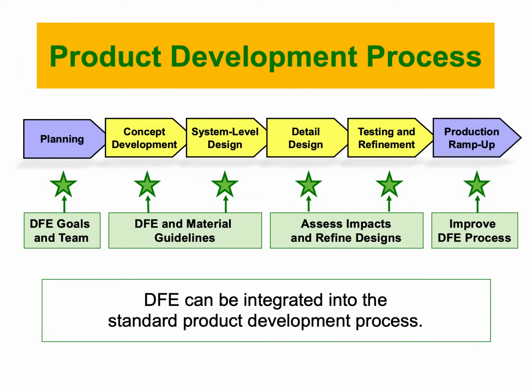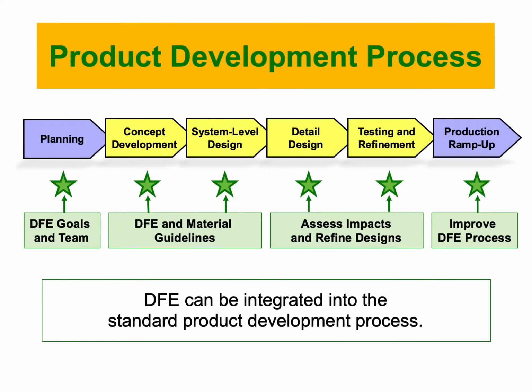Also, you can identify your team, and usually you need a design for environment team leader, and also you need an environmental chemistry and material expert. You need also a manufacturing engineer and a representative from the purchasing and supply chain organization in order to be able to create a functioning team that can actually design a better product that has the least footprint on the environment.